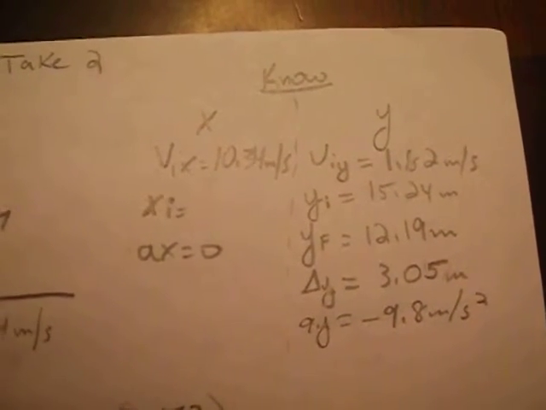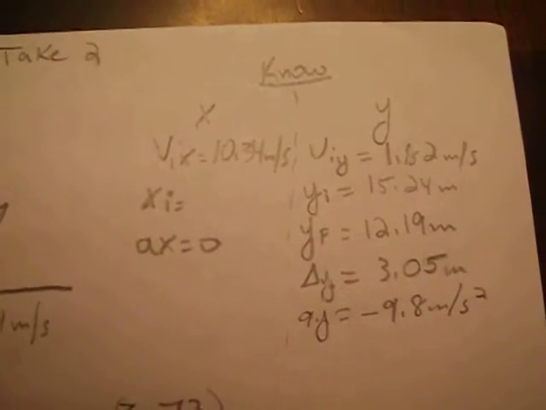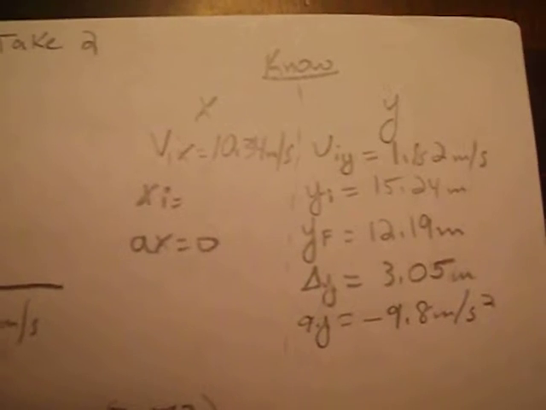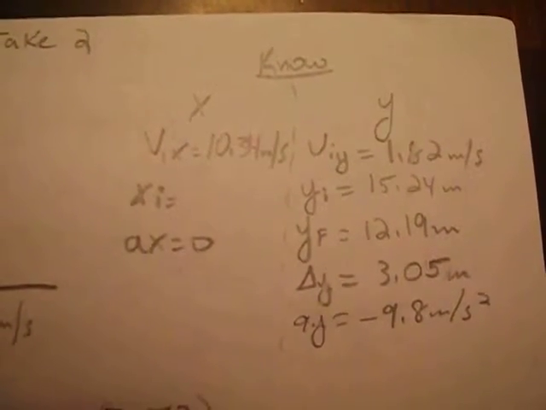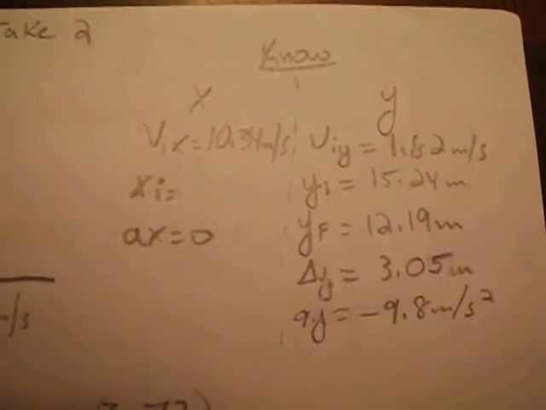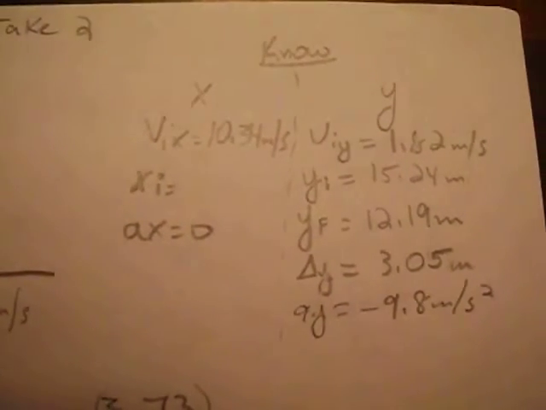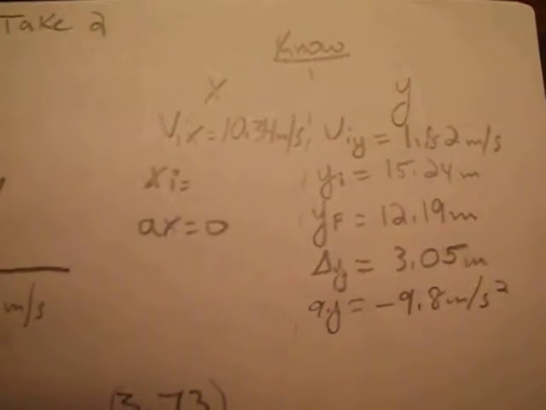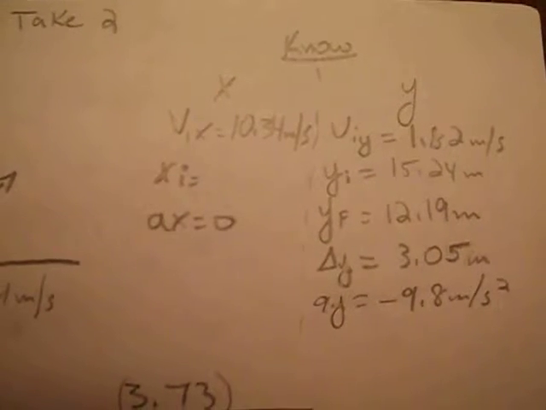My initial velocity in the X direction was 10.34 meters per second. In the Y direction, the initial velocity is 1.82 meters per second. The height of the 5-story building, which is my initial Y, was 50 feet, so I converted that into meters as 15.24. My final Y, which is a 4-story building, I calculated out to 12.19 meters.